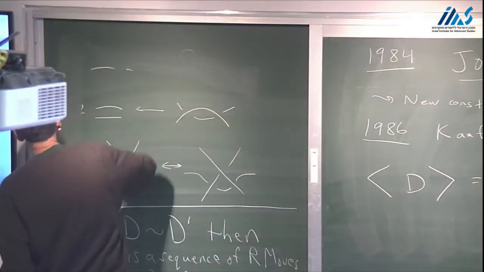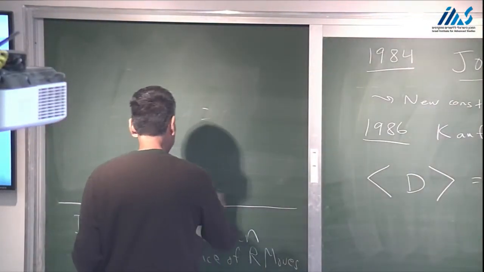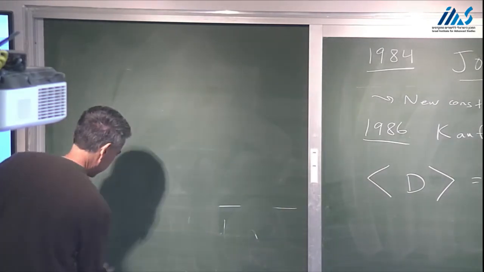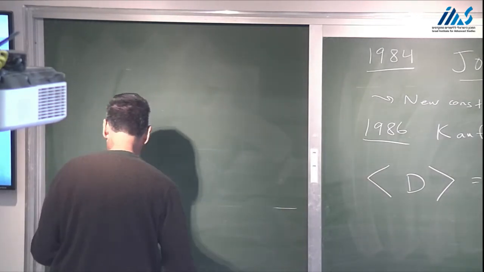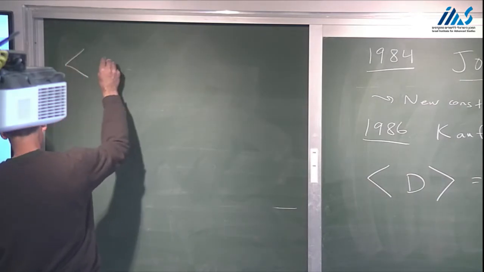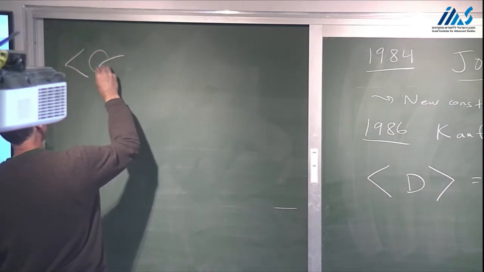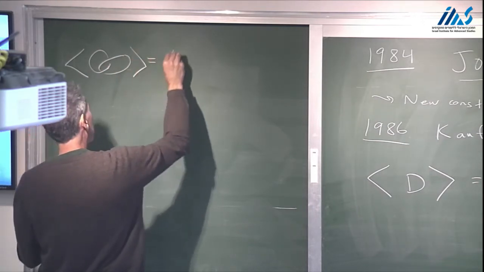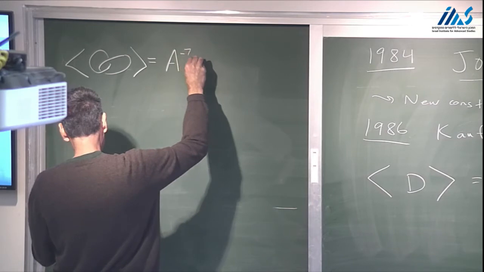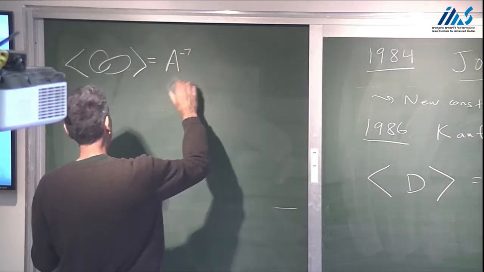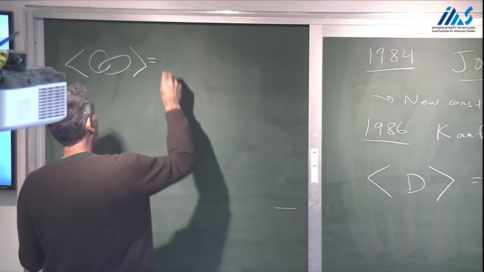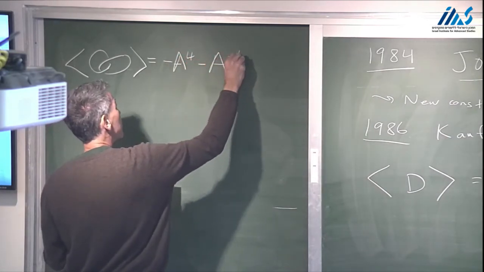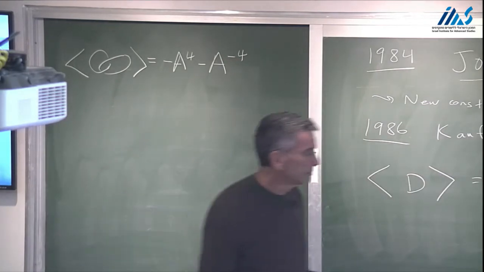So we multiply and add together, and let's put the answer over here because we'll need it later. I think you know what the right and left moves are by now. So we get that the bracket of this Hopf link, this is called the Hopf link, is equal to, if I got it right, minus A to the fourth minus A to the minus 4. Is that right?